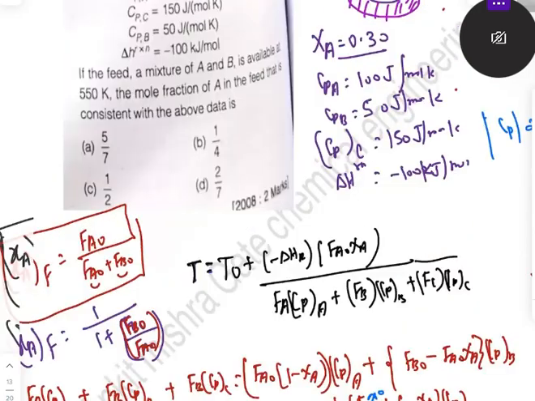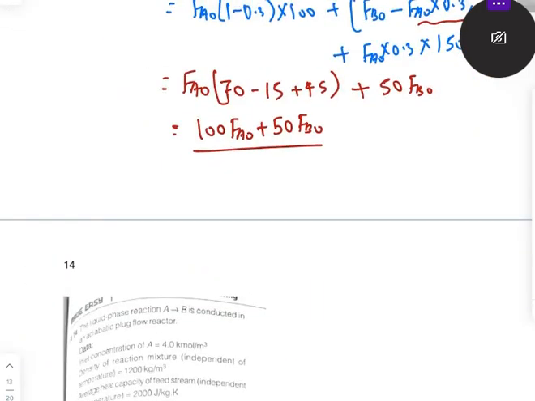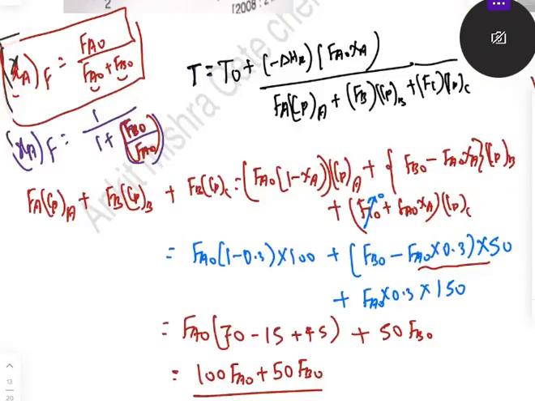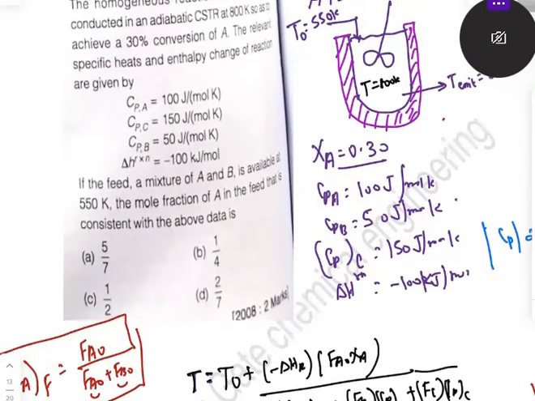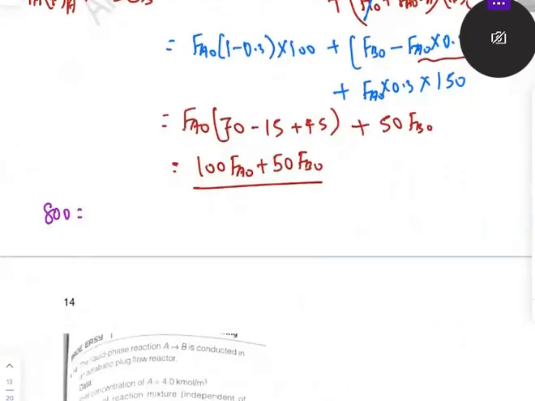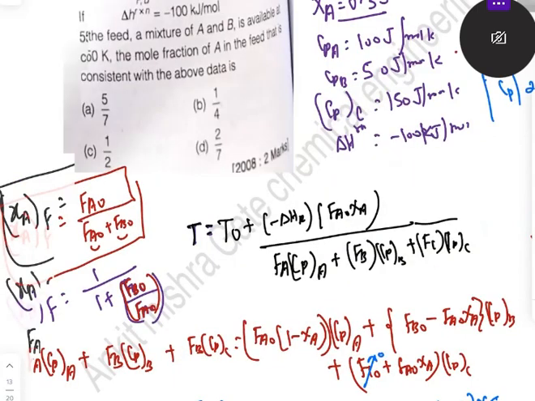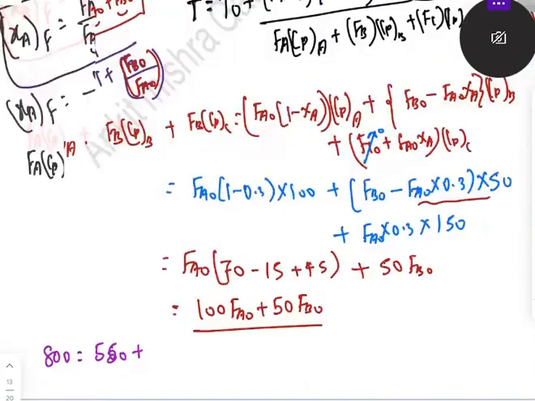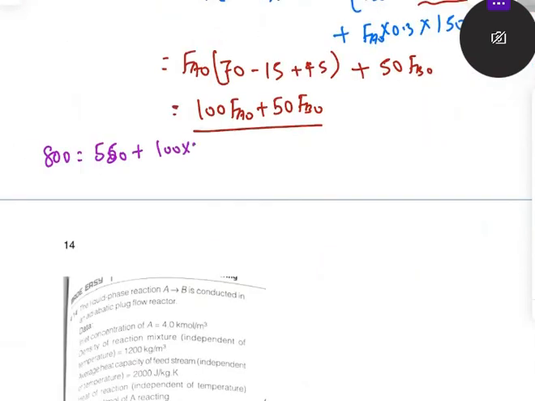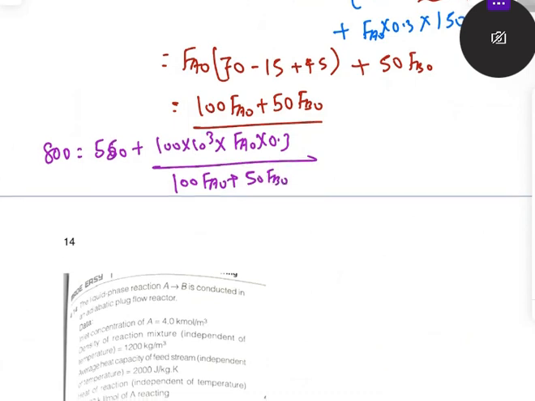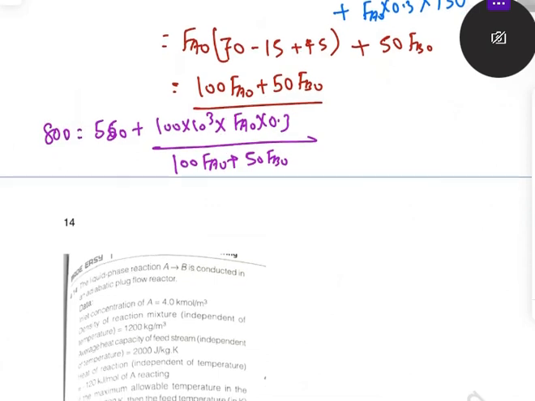Now you can see that the exit temperature of the reactor is 800, so I can substitute these things. 800 equals the inlet temperature, 550, plus the enthalpy of reaction, which is also given, minus 100 kilojoule, so that is 100 into 10 to the power 3 multiplied with FA naught, and XA is 0.3, divided by 100 FA naught plus 50 FB naught. Is that clear? Let's try to solve this particular thing here.